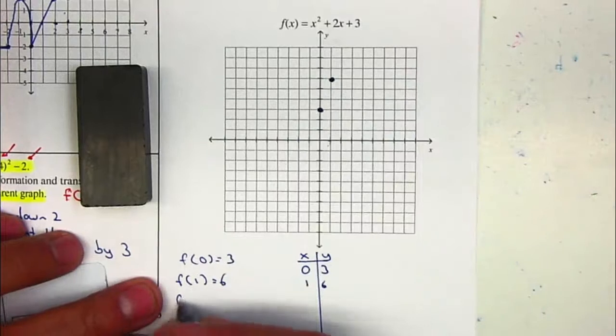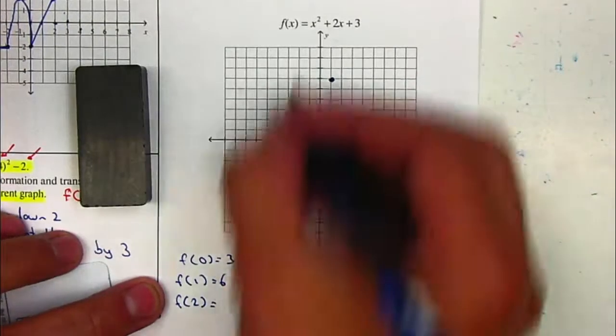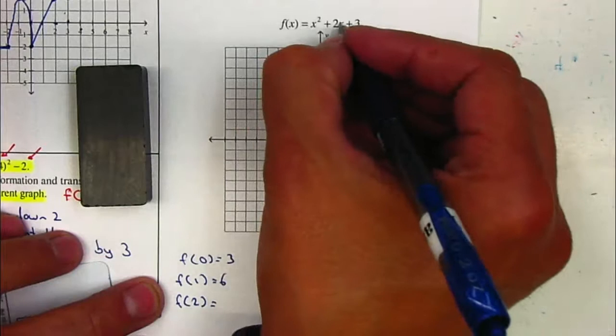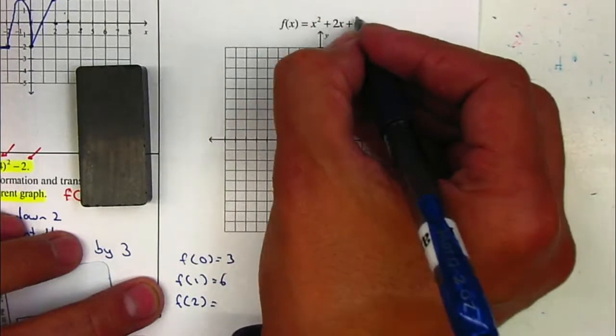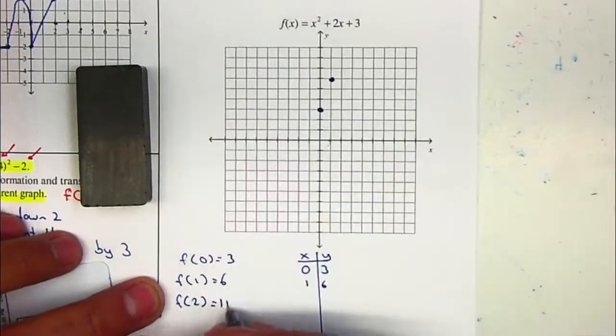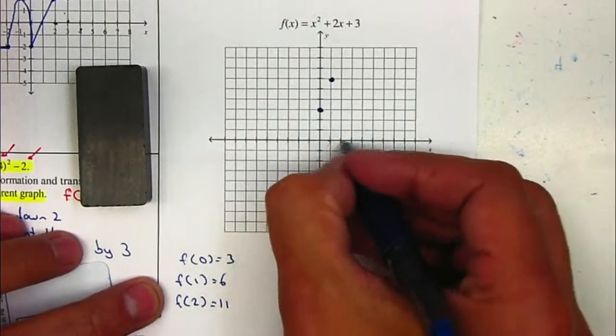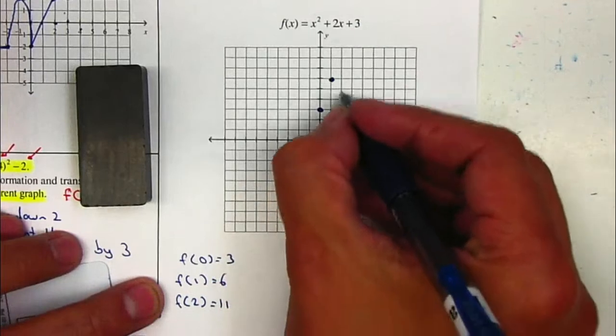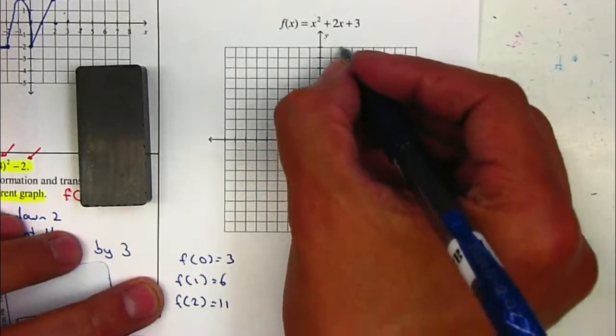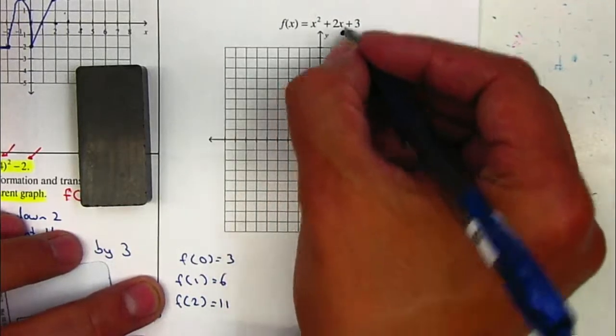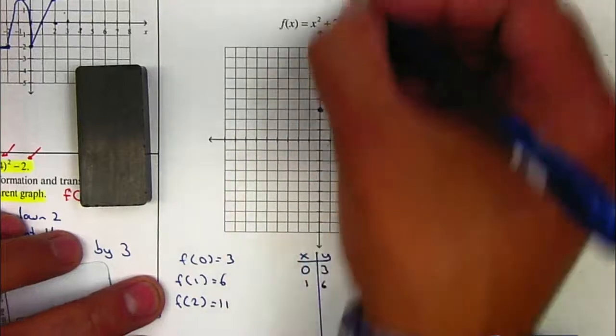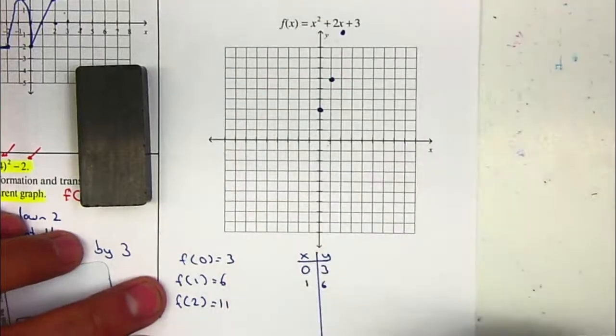I'm going to plug in a 2. So if I plug in a 2, that gives me 4. That's 8, 9, 10, 11. So if I plug in a 2, it's 2, 4, 6, 8, 9, 10, 11. Now, I know that this is increasing. I want to get a better graph.